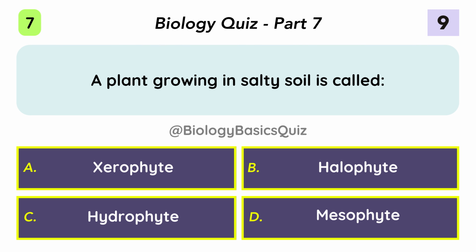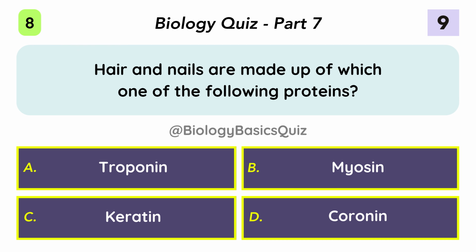A plant growing in salty soil is called halophyte. Hair and nails are made up of which one of the following proteins? Keratin.